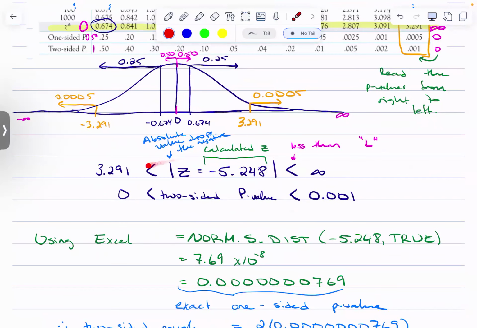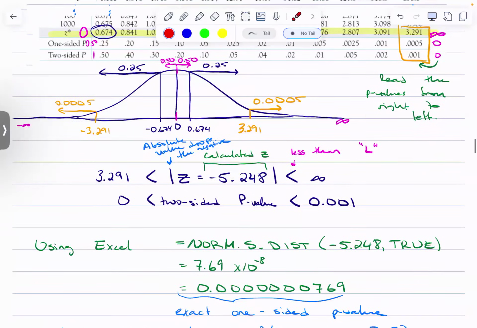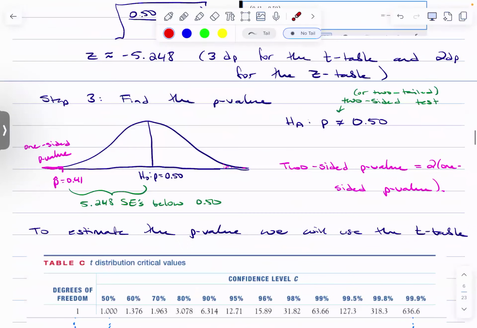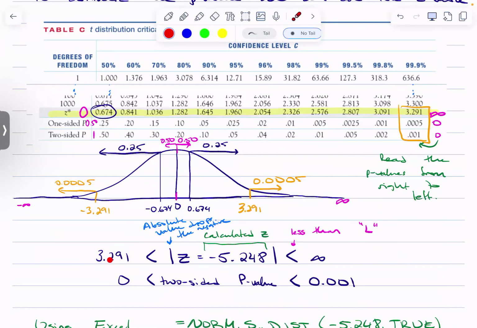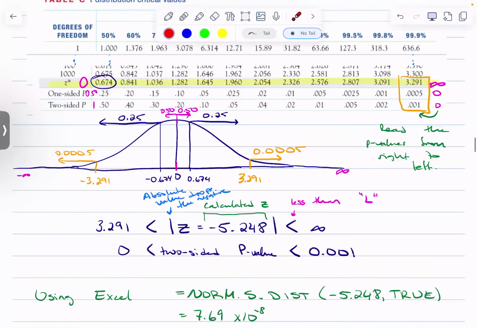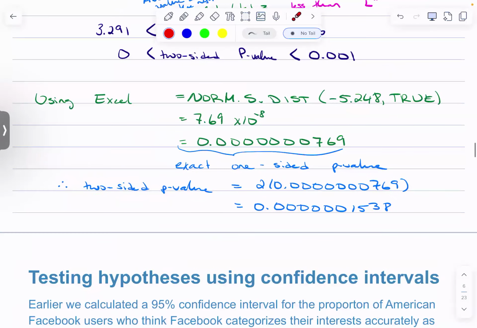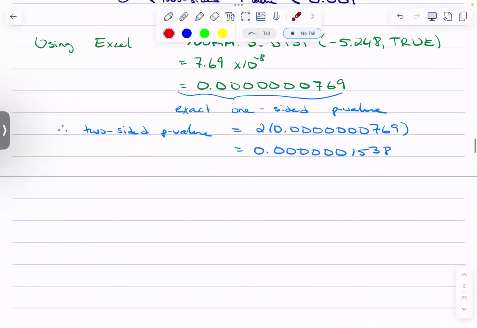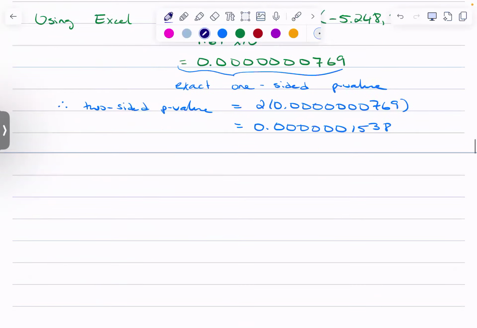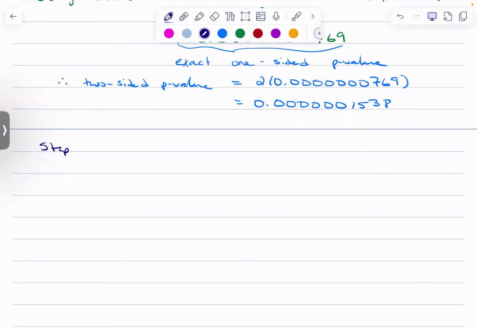But this is really all you need to show for this step, right? For step 3, find the p-value. This is all you need to show on the test. Then we can use the p-value to draw our conclusion. Step 4 is your conclusion.